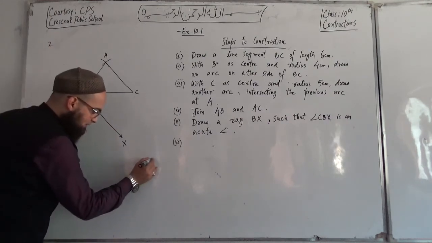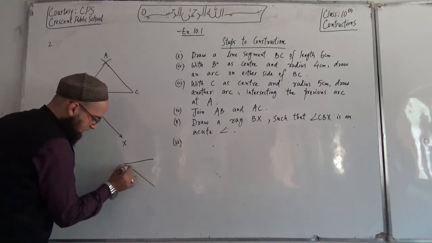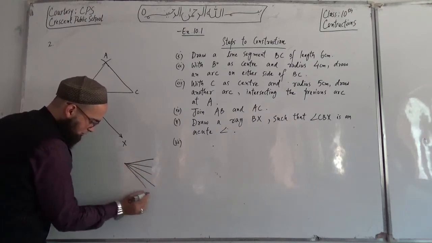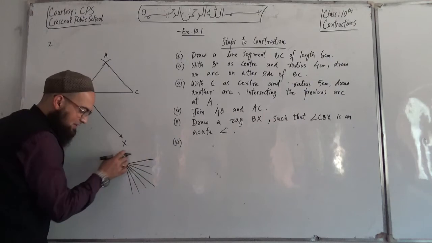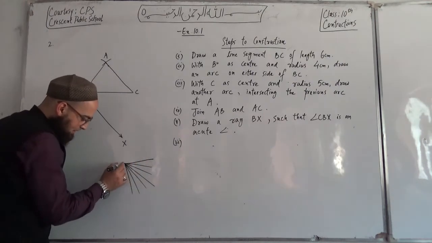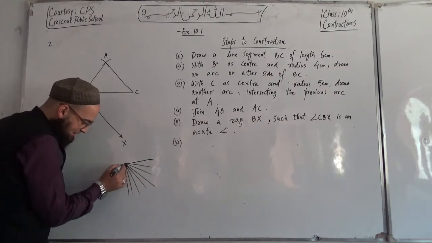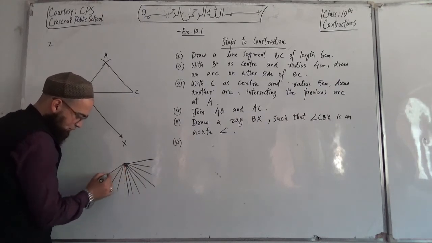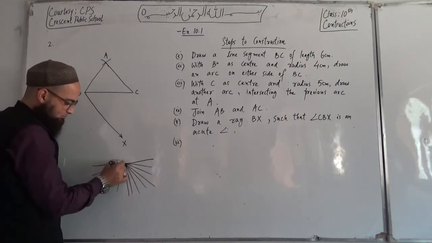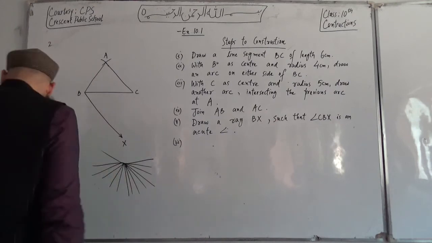Acute angle means, for example, this is acute, acute, acute, acute. If this is the initial side and terminal side, then this is 90 degree, right? Then this makes obtuse, obtuse, obtuse, and then straight. Then it goes reflex. You know this.